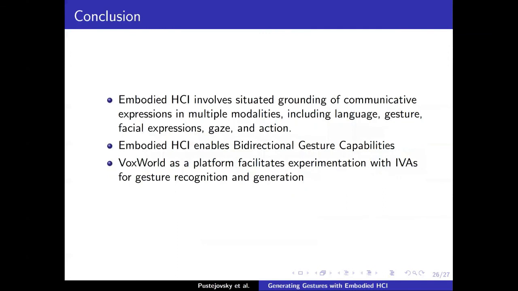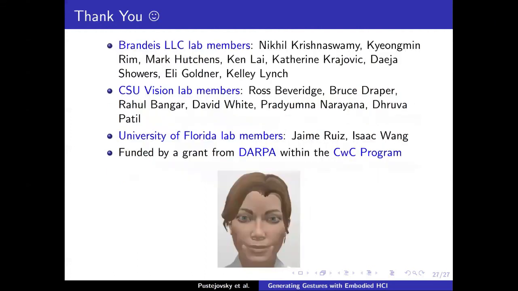In conclusion, I'd like to argue that embodied HCI involves situated grounding of communicative expressions in all these different modalities, including language, gesture, facial expressions, gaze, and action. Embodied HCI enables bidirectional gesture capabilities, and VoxWorld as a platform facilitates this experimentation with IVAs for recognition and generation of gestures.